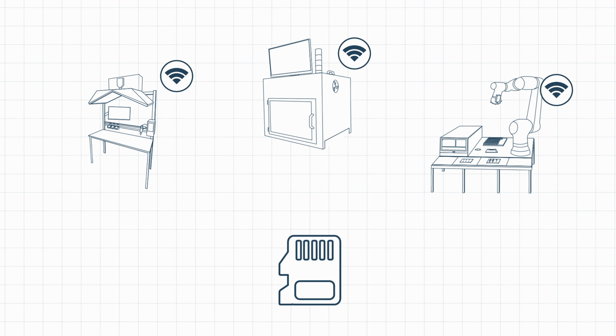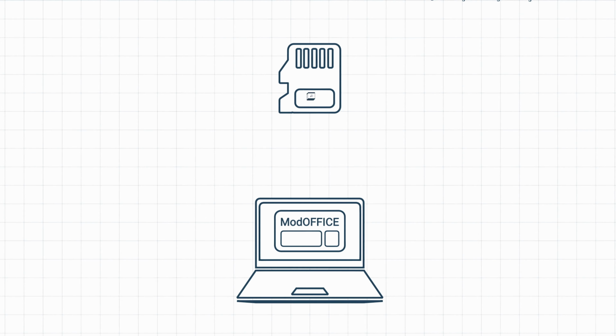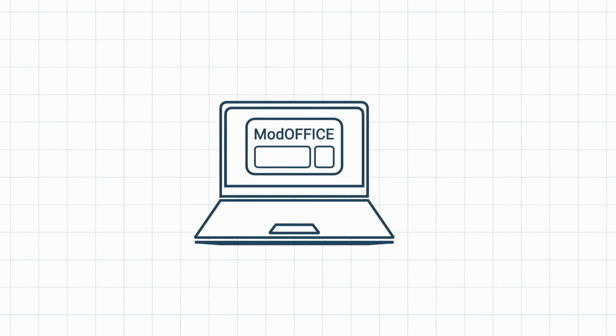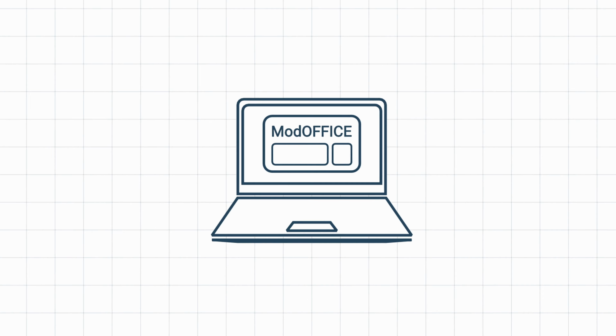All our inspection systems, which by the way run offline, can collect data during operation. These form the basis for our later AI. Once enough data has been collected, it can be loaded into the ModOffice interface. Data management and the actual training of the AI take place online.